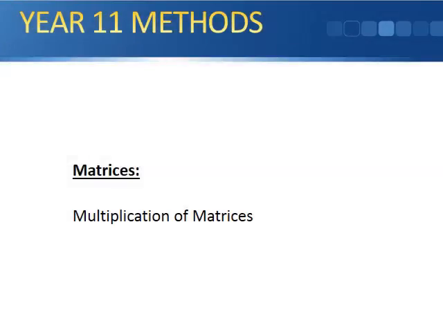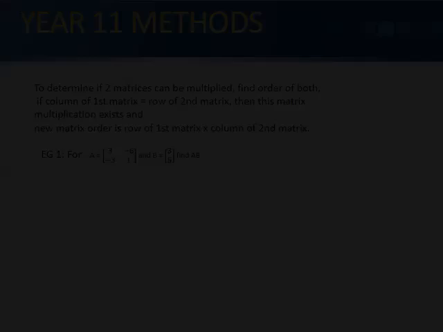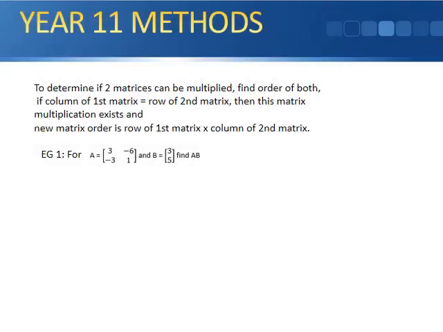Multiplication of matrices. To multiply matrices, we first should work out whether the matrices can be multiplied, and to do that we have to find the order of both of them. Remember, it's the column of the first matrix, and if that equals the row of the second matrix, then the multiplication exists. And then we work out our multiplication.